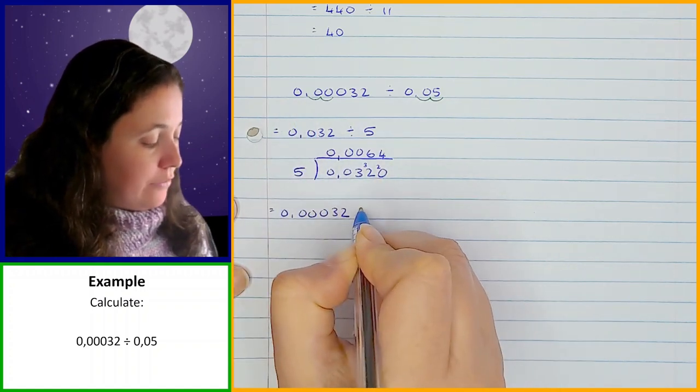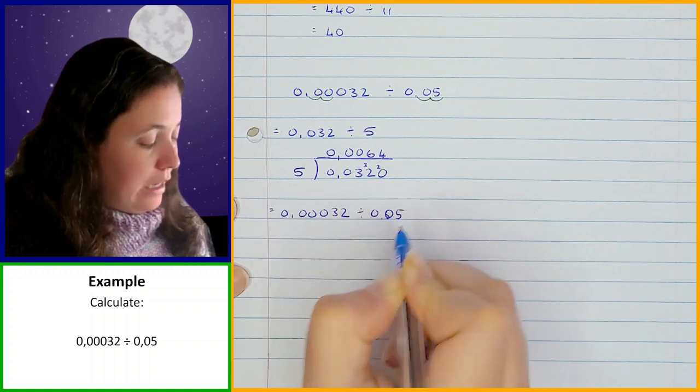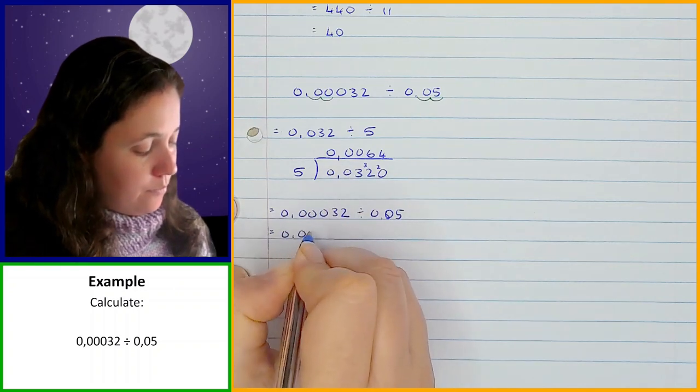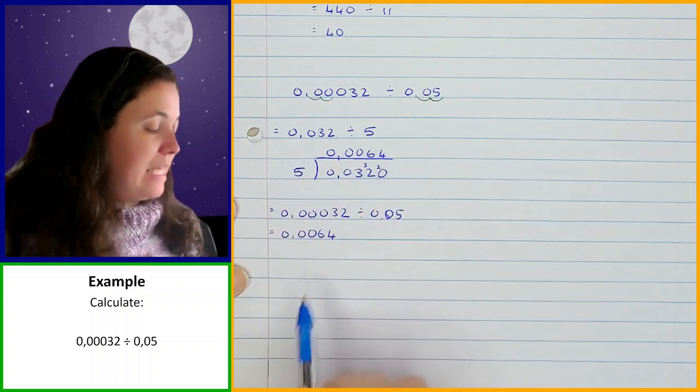0,00032 divided by 0,05 is equal to 0.0064. Okay, and that's what you should get for that question.